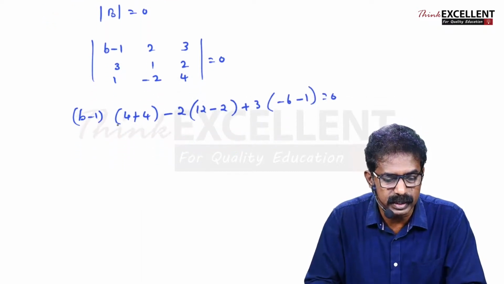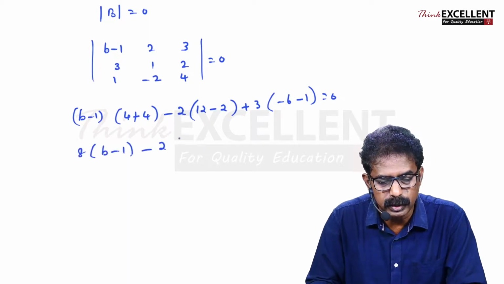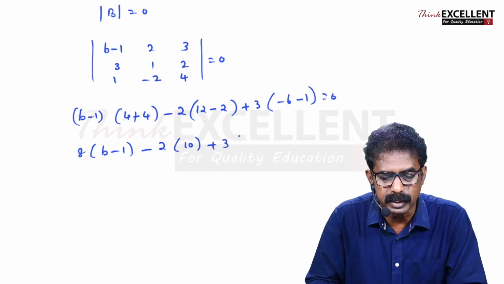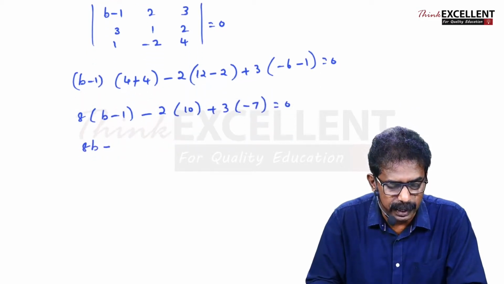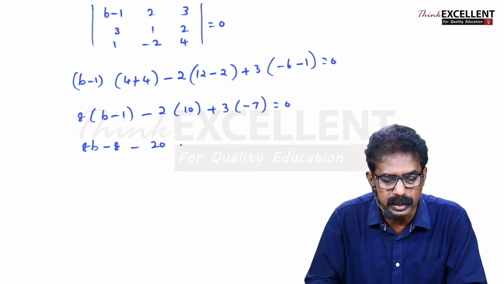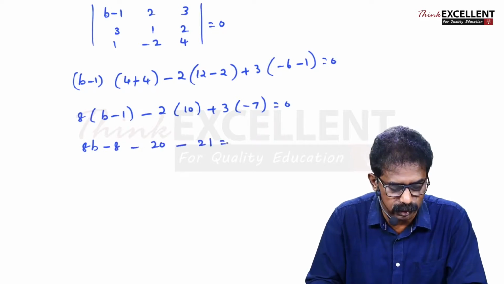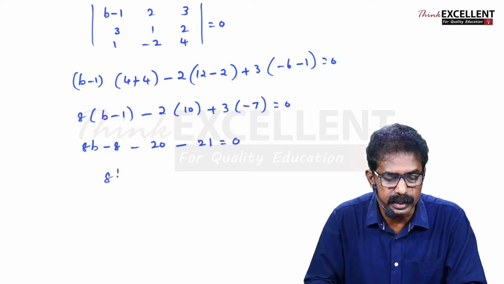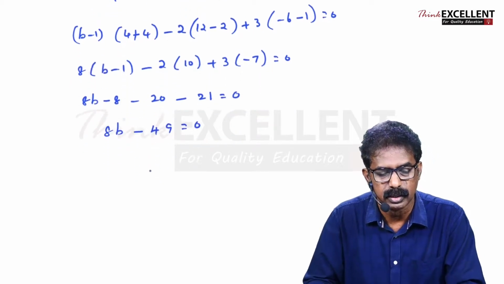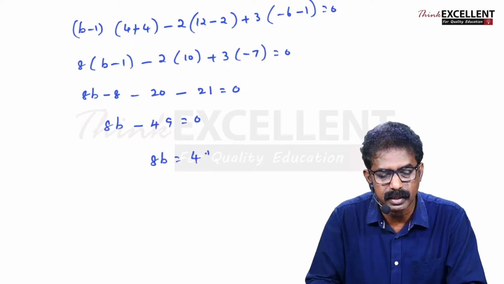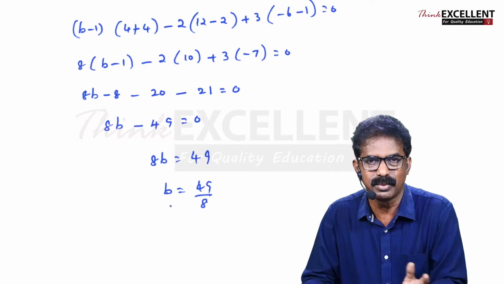So 4 plus 4 is 8. So 8 into b minus 1, minus 2 into 10, plus 3 into minus 7 equal to 0. So 8b minus 8 minus 20 minus 21 is equal to 0. You are getting 8b minus 49 equal to 0, right? So 8b is equal to 49. b is equal to 49 by 8. If you get 48, you would have cancelled.